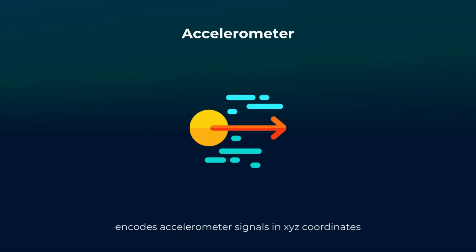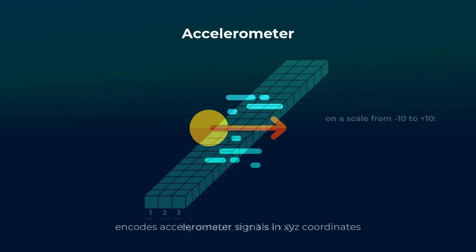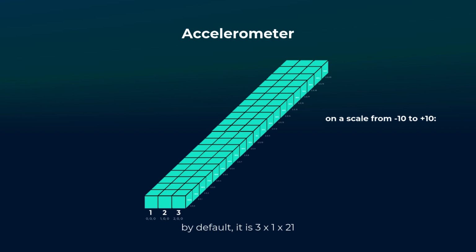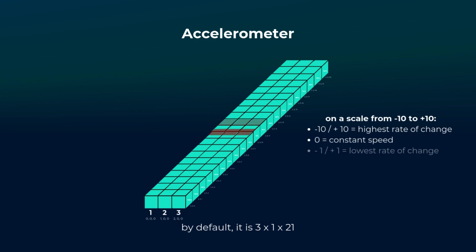An accelerometer is responsible for detecting the rate of change for X, Y, and Z movements. The accelerometer cortical area has default dimensions of 3 by 1 by 21. The length of the y-axis acts as a scale from negative 100% to positive 100%. A number on the furthest end of the cortical area indicates the highest rate of acceleration change, while 0 indicates that the speed is constant. Values in the middle correspond to their number accordingly, like positive or negative 10% indicating the lowest rate of change.